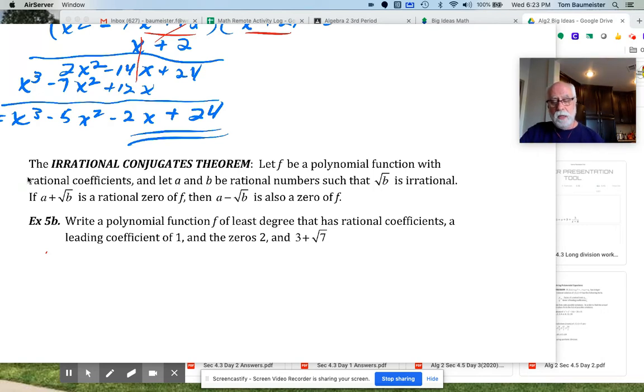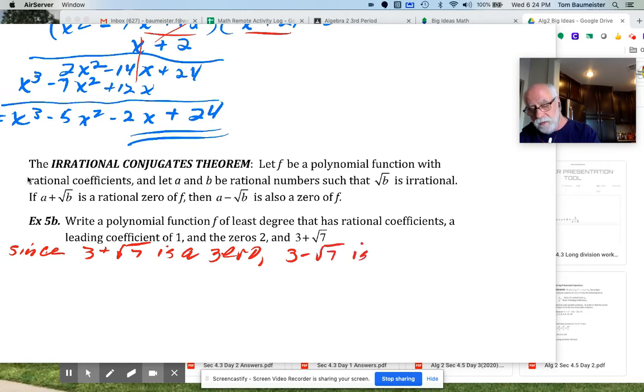All right? So example 5b: write a polynomial function f of least degree that has rational coefficients, a leading coefficient of 1, and the zeros 2 and 3 plus the square root of 7. So, like I just told you, since 3 plus the square root of 7 is a zero, let's go ahead and write that down. Since 3 plus the square root of 7 is a zero, then 3 minus the square root of 7 is also a zero.